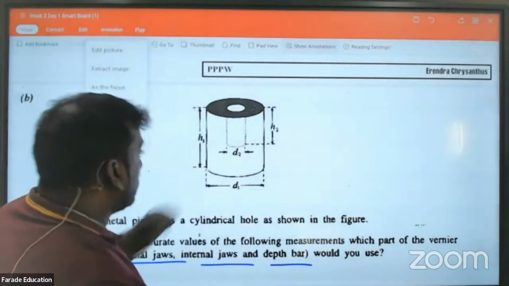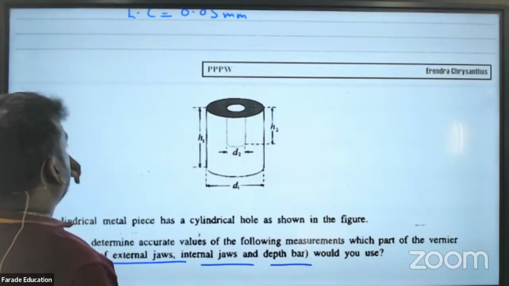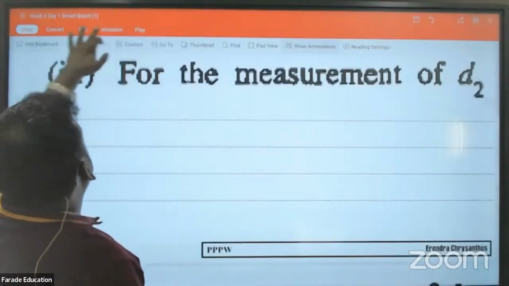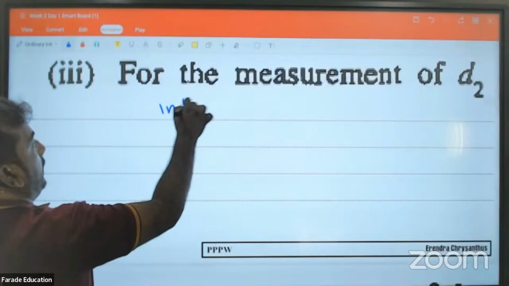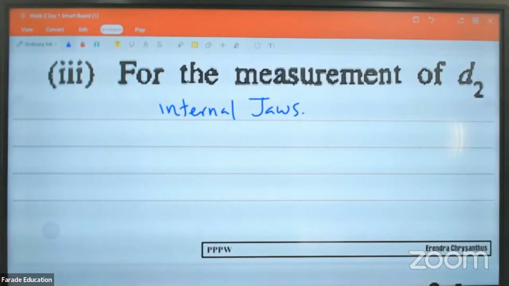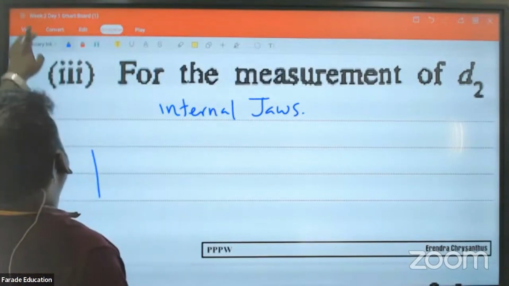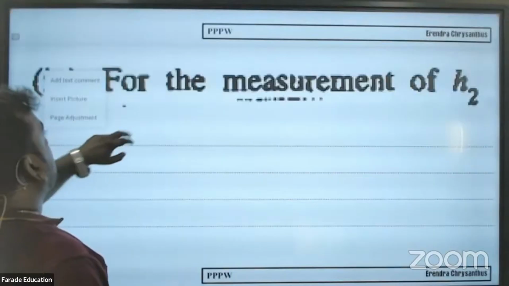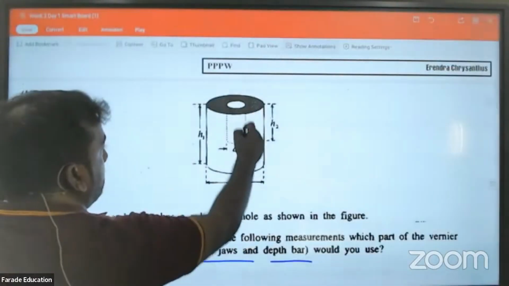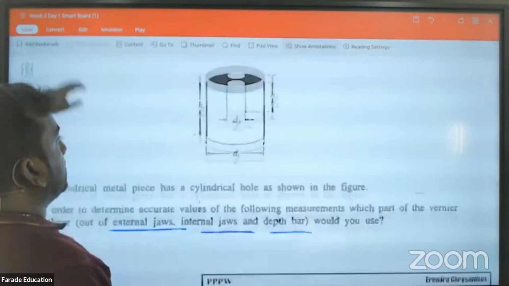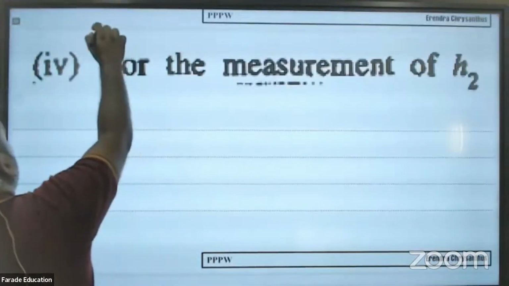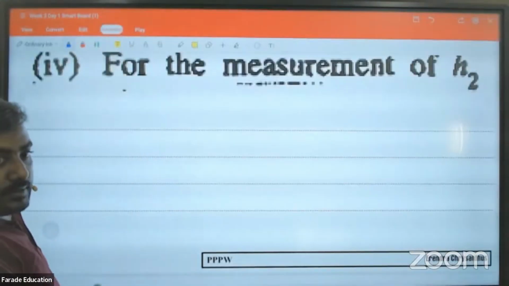D2. What is D2? D2 is internal jaws. Right? Internal jaws. Then what else? Measurement of H2. What is H2? H2 is this depth. H2 is going to be the depth bar. Okay, no? Depth bar.